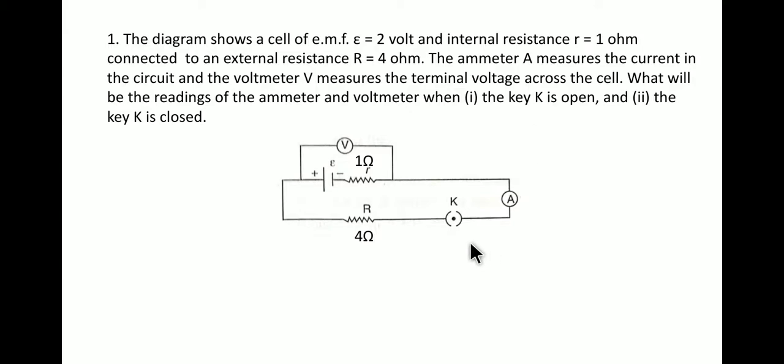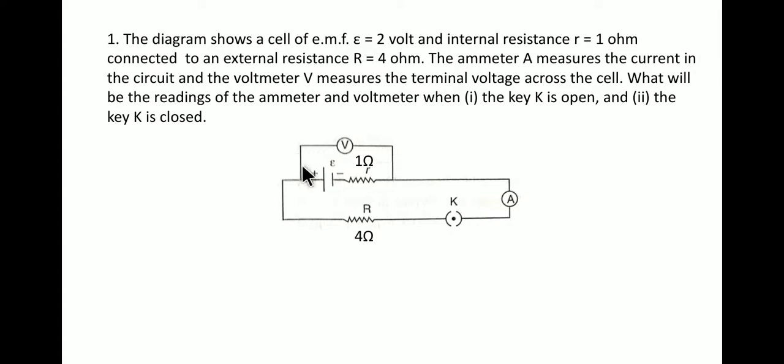So here we have the figure. This is the cell, and its EMF is equal to 2 volt, and this is the internal resistance small r which is equal to 1 ohm, and across its terminals the voltmeter has been connected, marked by capital V, and from here the circuit has been made where the resistance of 4 ohm is kept. This is the external resistance. This is the key, means switch, we can say key also, and this is the ammeter.